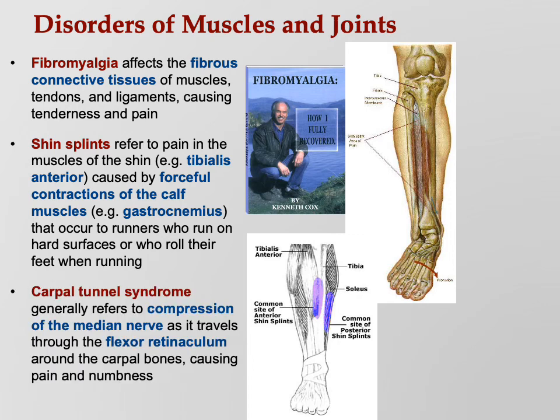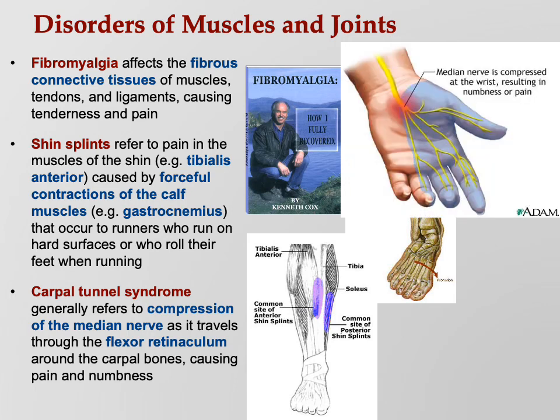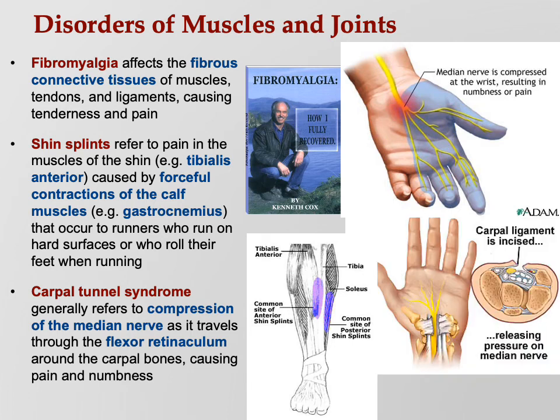Carpal tunnel syndrome. So here we've got a compression of the median nerve. The median nerve runs right down the middle of your forearm. And what can happen is people who do a lot of wrist activity, moving your wrist around a lot, there's the flexor retinaculum, which is a big giant band of connective tissue, and it can get inflamed and press on that nerve.